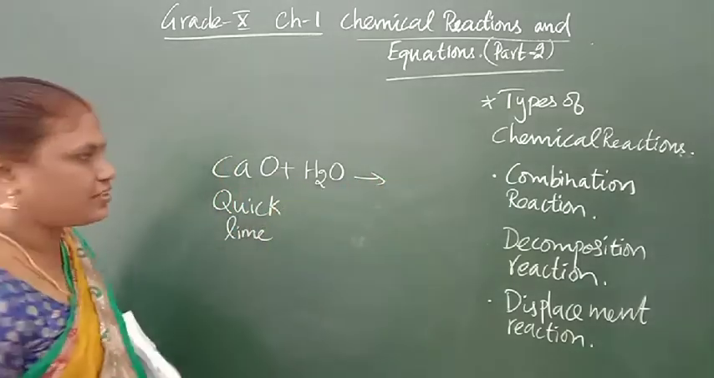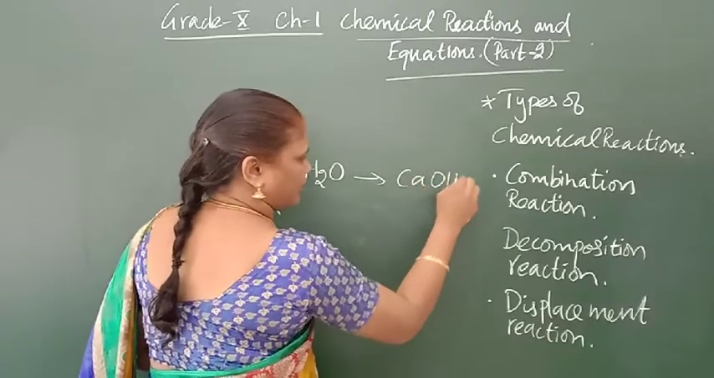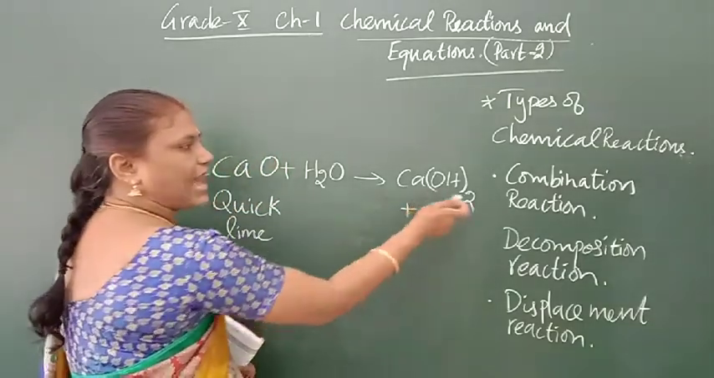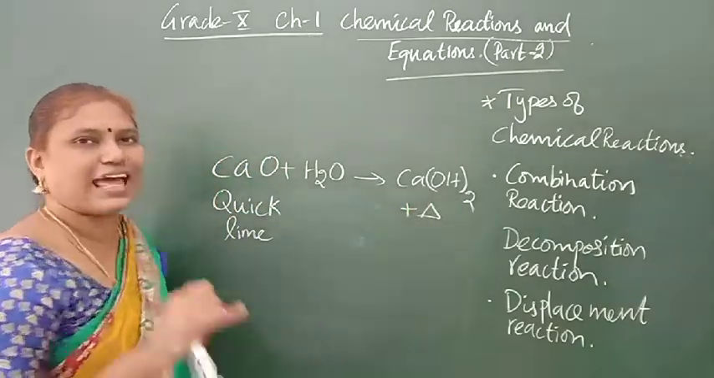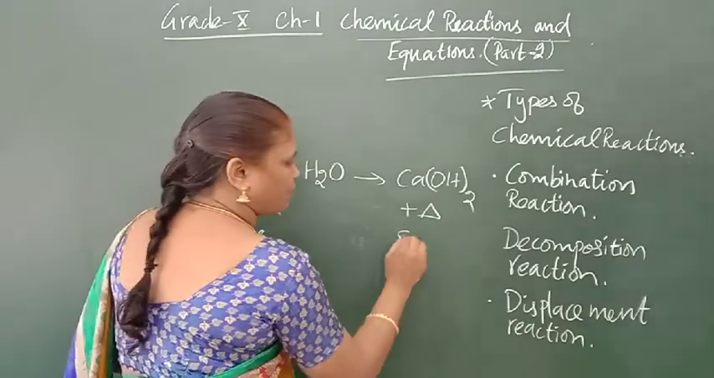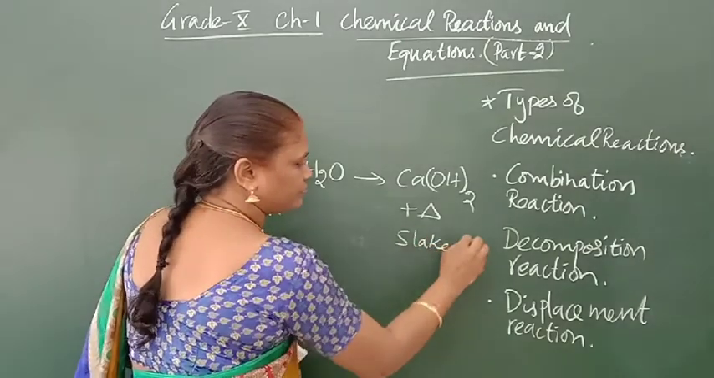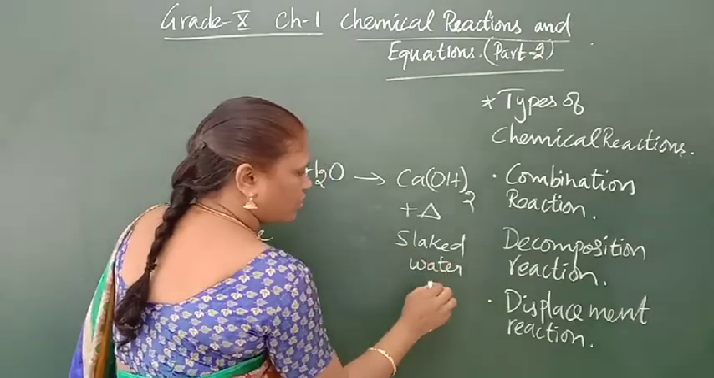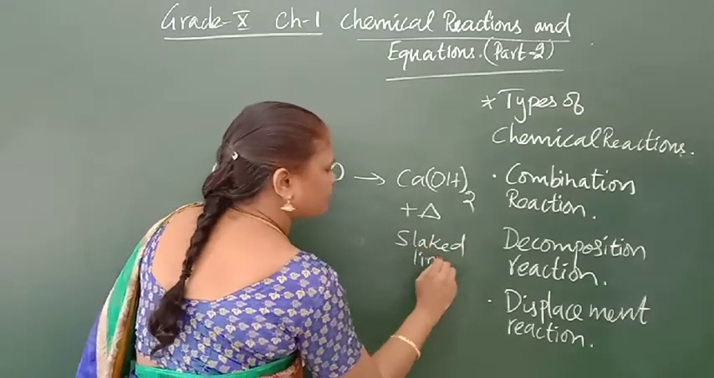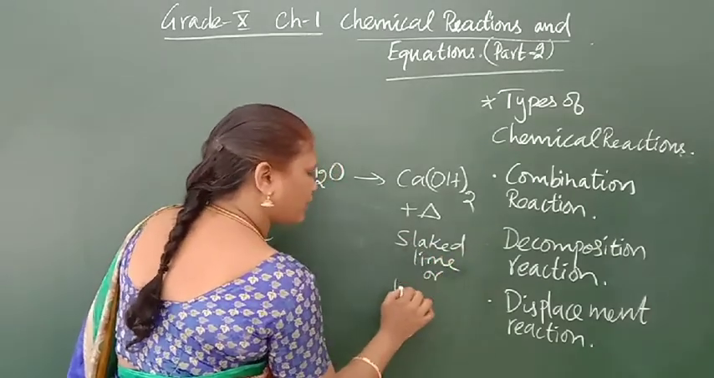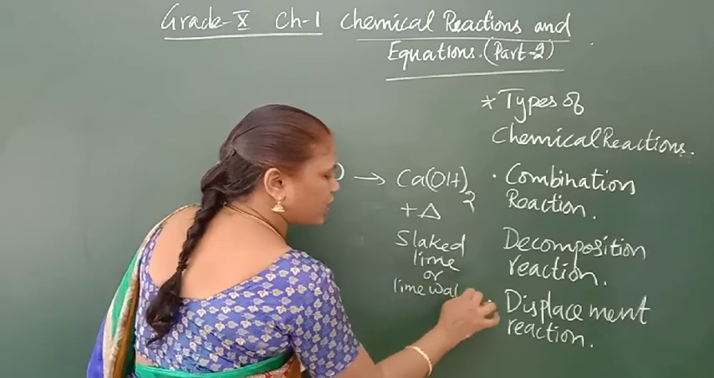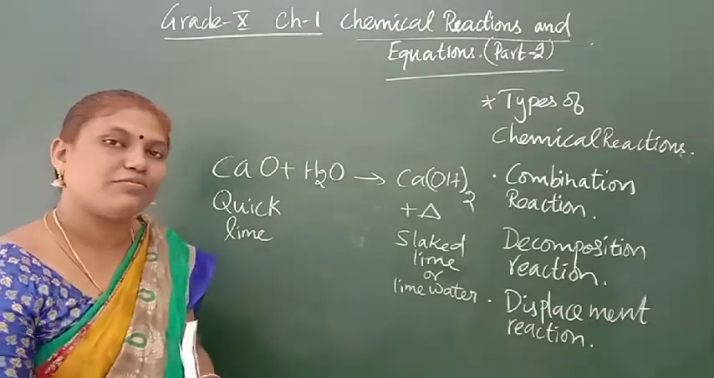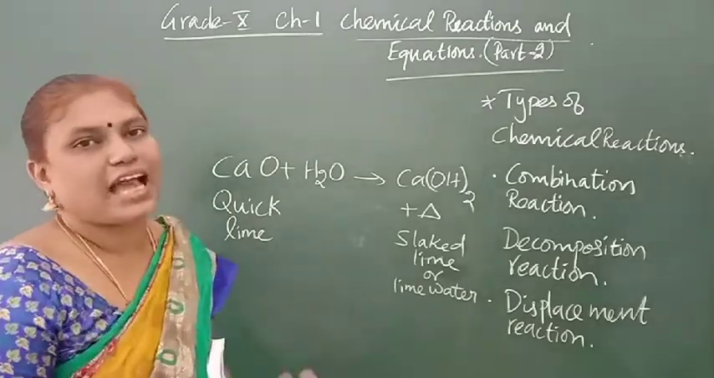When these two react, it gives calcium hydroxide, and heat is evolved. Calcium hydroxide is otherwise called lime water or slaked lime. The chemical name is calcium hydroxide. It is called slaked lime or lime water, or we can say chemically, calcium hydroxide.